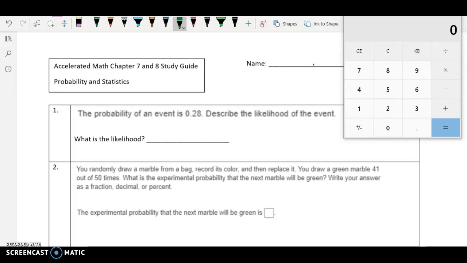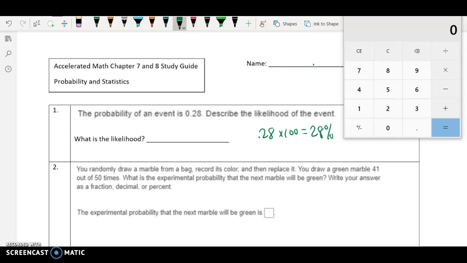Right, Chapter 7 and 8 study guide. So number 1, the probability of an event is 28 hundredths. Describe the likelihood. So 28 hundredths, we're going to turn that into a percent. So 0.28 times 100 gives us 28%.